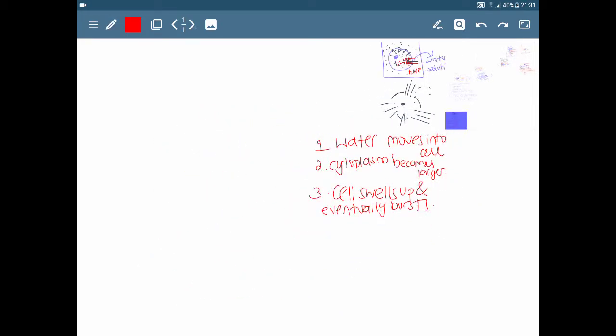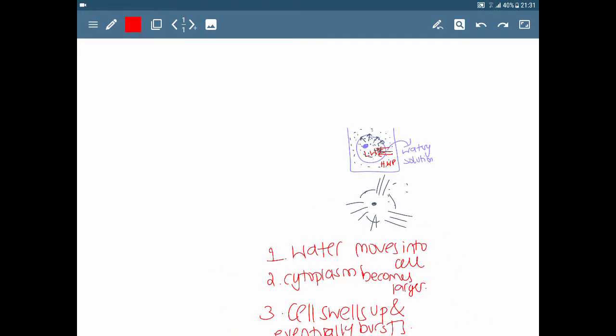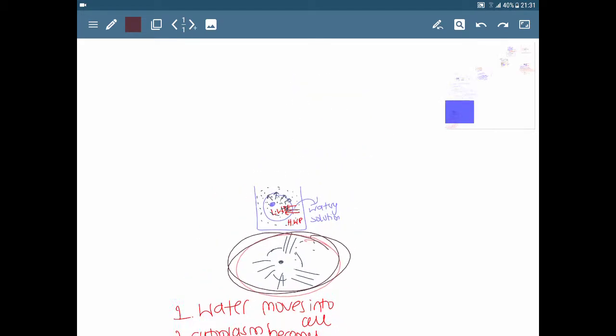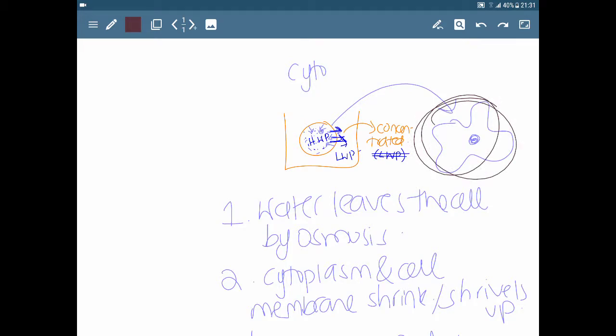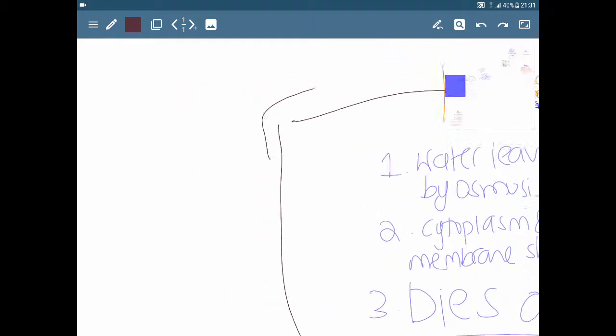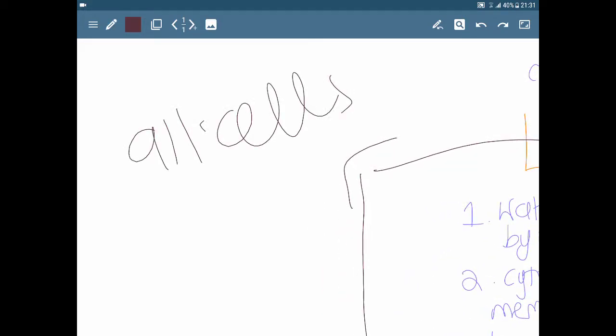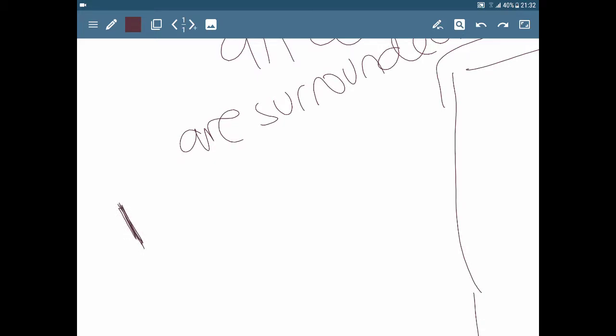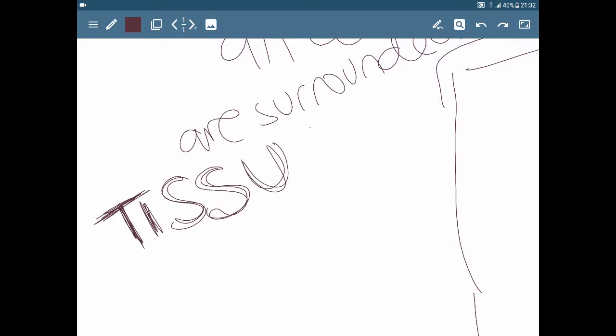Okay, now for these two, obviously in animal cells, we don't want our cells to burst, or in this case to shrink or shrivel up. So we don't want these two things happening. So all cells are surrounded by tissue fluid.